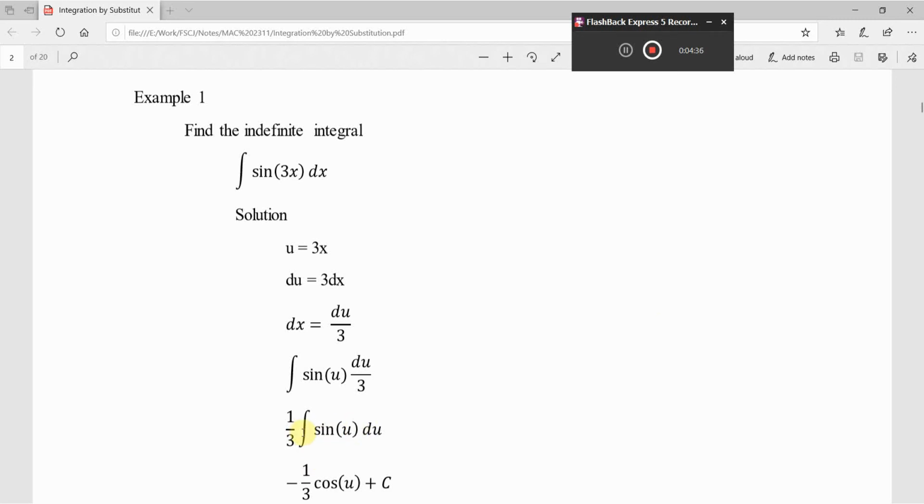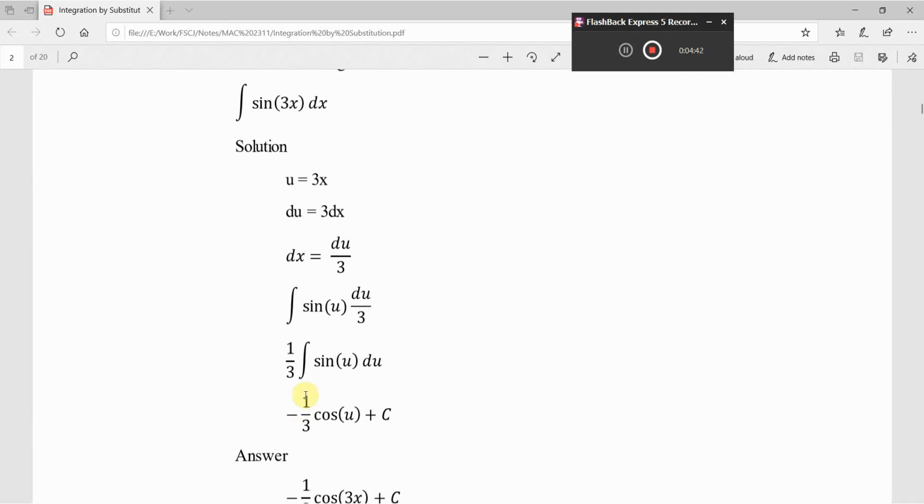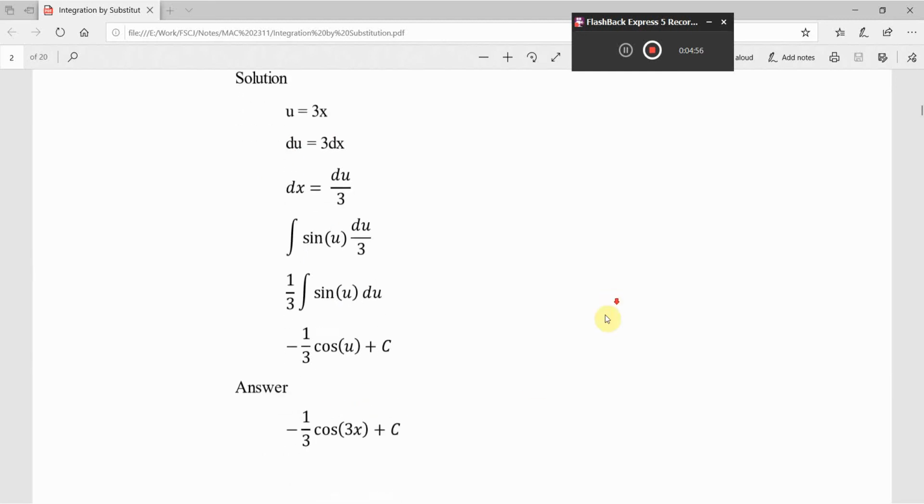Alright, the antiderivative of sine is negative cosine. So I'm going to get negative 1/3 times the cosine of u plus my constant. And then my last step, where that u was located, I want to replace u with 3x. So this ends up giving me negative 1/3 times the cosine of 3x plus a constant.